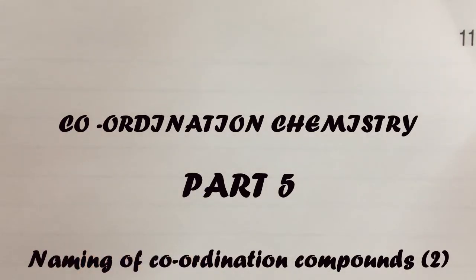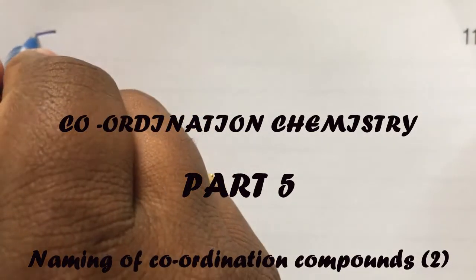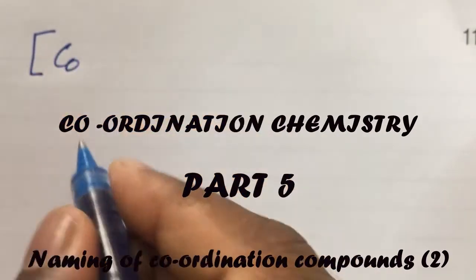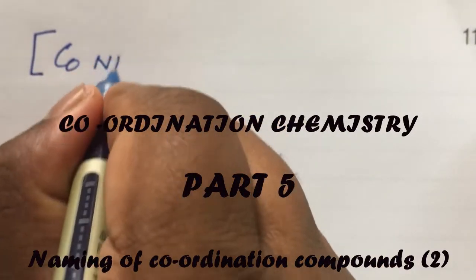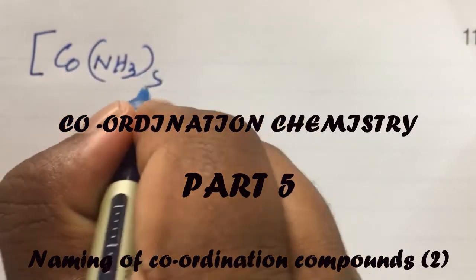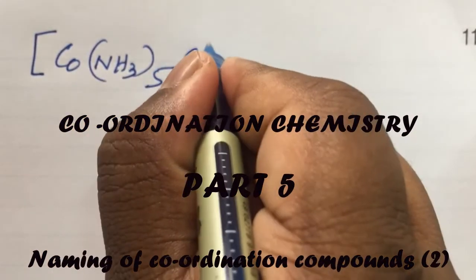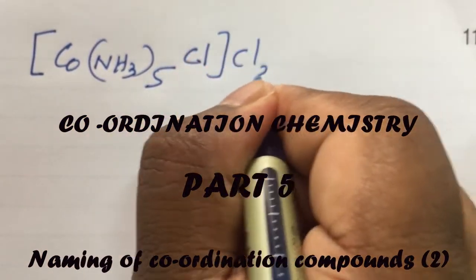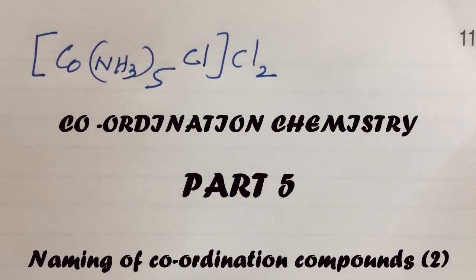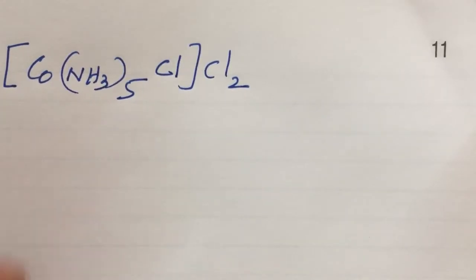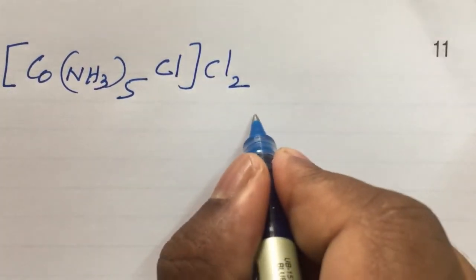Okay, students, the next example: [Co(NH3)5Cl]Cl2. Okay, first find out the oxidation state. How can we find out the oxidation state?